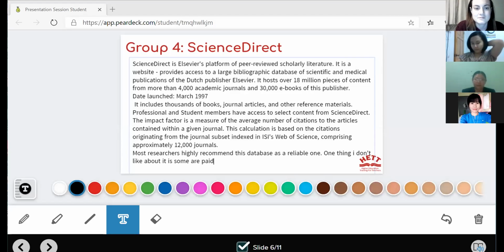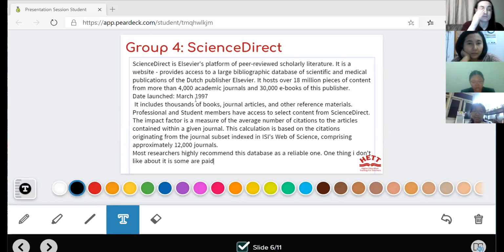Yes, Science Direct is a platform of peer-reviewed scholarly literature. It provides access to a large bibliographic database of scientific and also medical publications. And it holds over 80 million pieces of content from more than 4,000 academic journals and 30,000 ebooks for this publisher, and it was launched in March 1997.